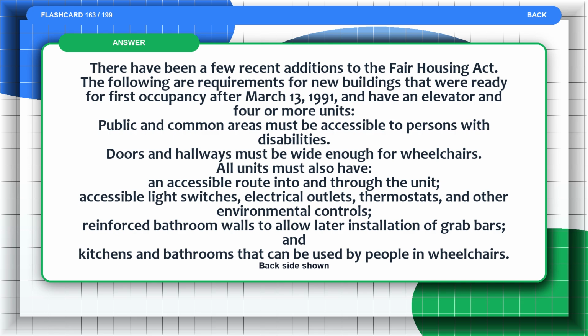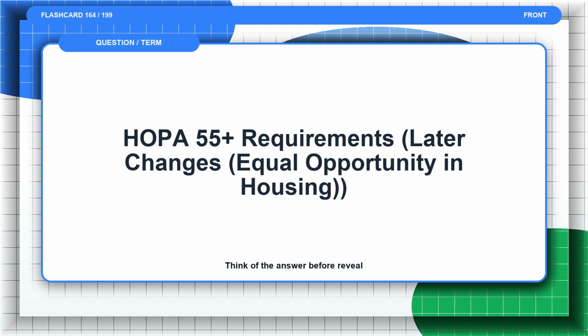other environmental controls, reinforced bathroom walls to allow later installation of grab bars, and kitchens and bathrooms that can be used by people in wheelchairs. Flashcard 164. HOPA 55 plus requirements, later changes, equal opportunity in housing.